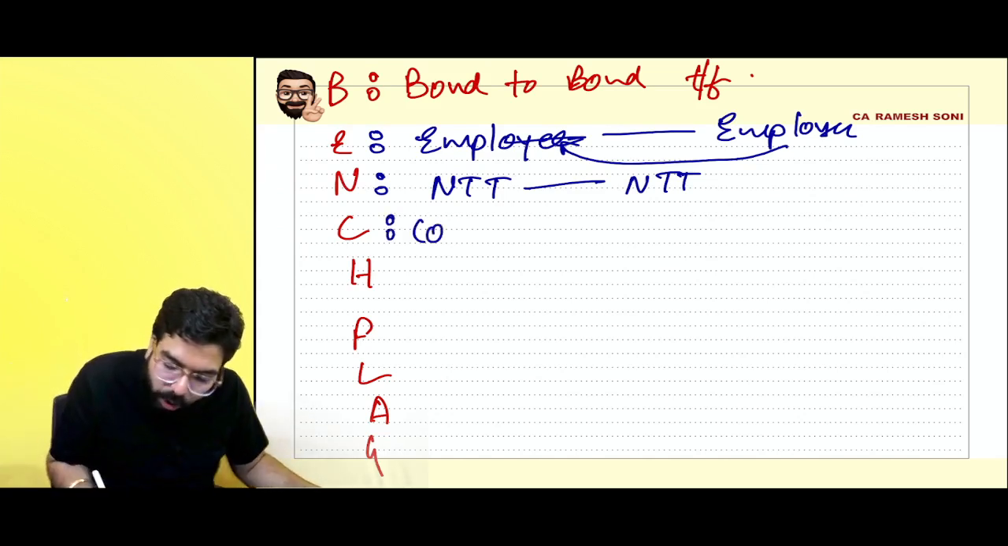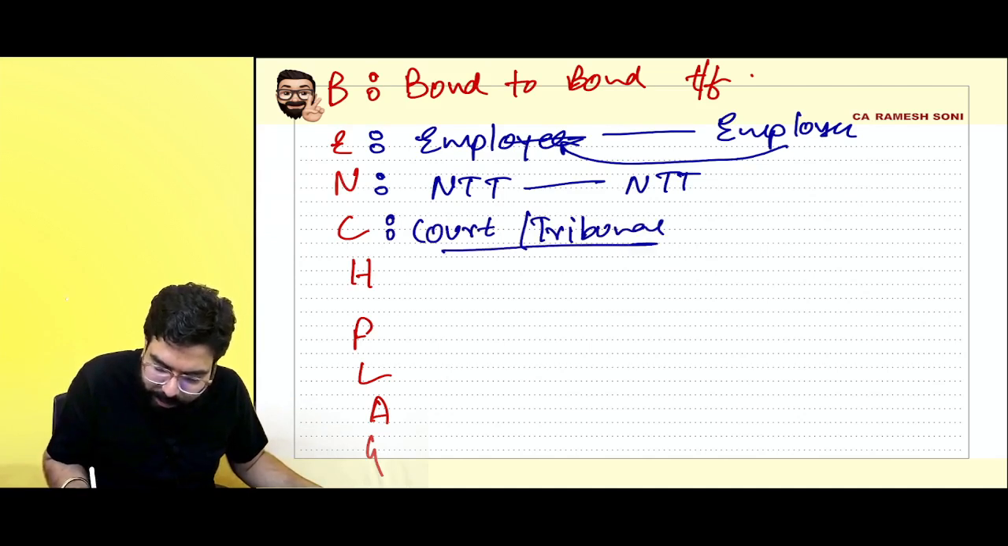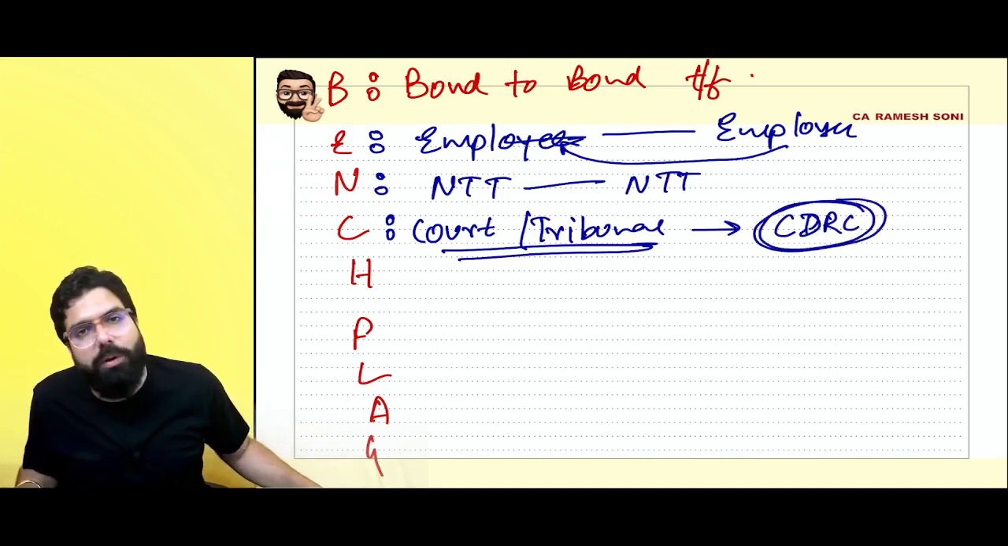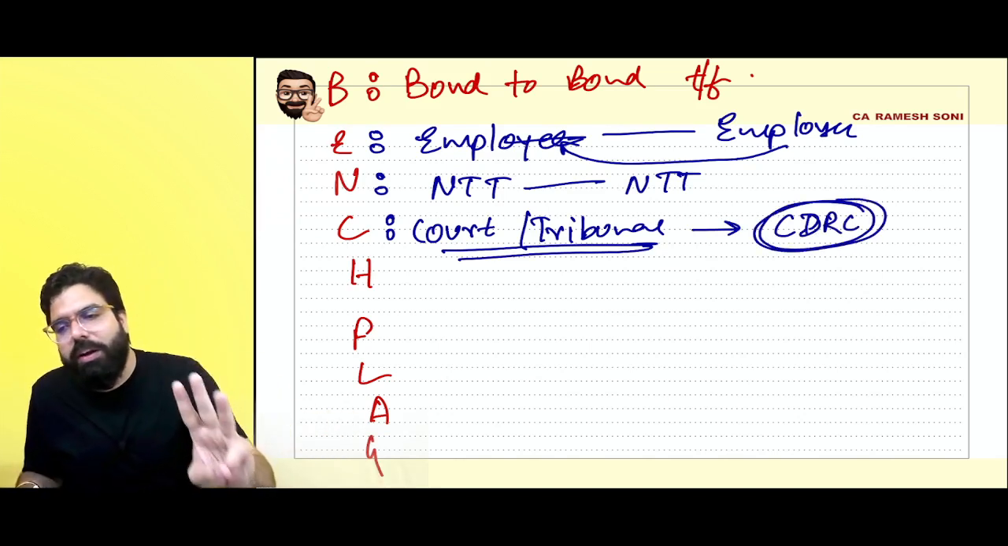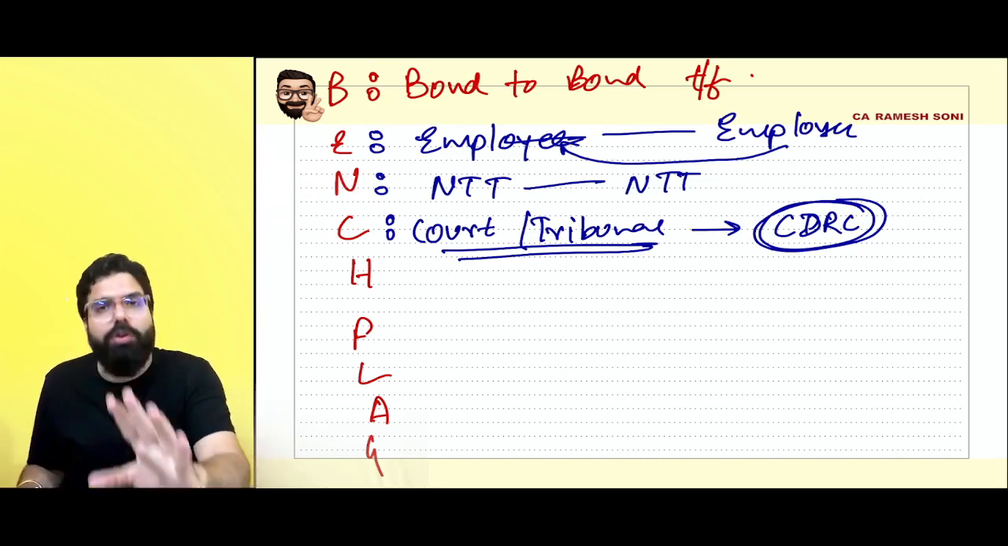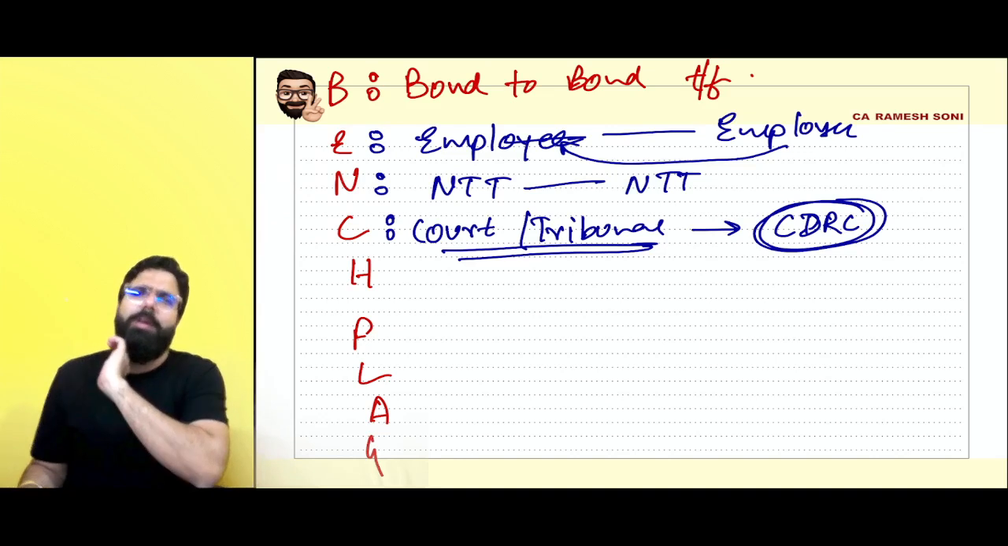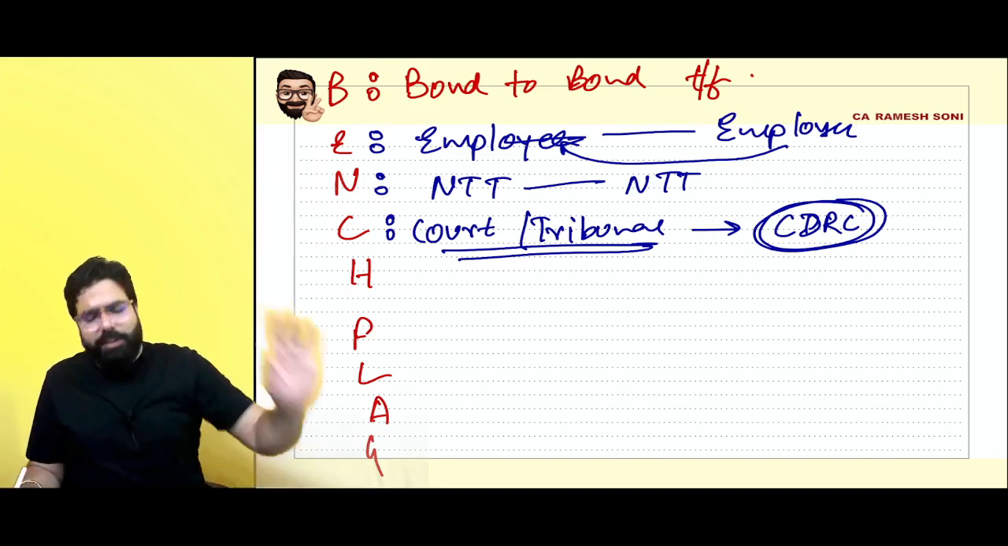C for court or tribunal services. Court or tribunal services shall also be neither supply of goods nor supply of services. Here, there was one circular of the Consumer Dispute Redressal Commission, CDRC. Consumer dispute redressal commissions are also like courts or tribunals, and their services also shall be neither supply of goods nor supply of service.